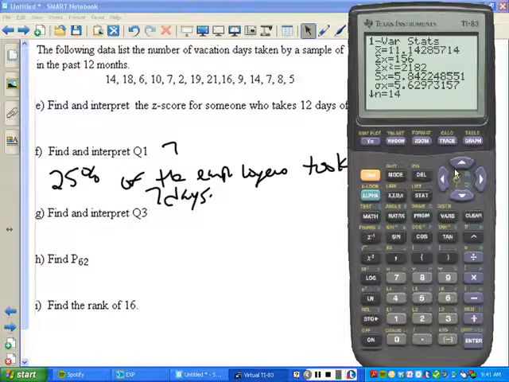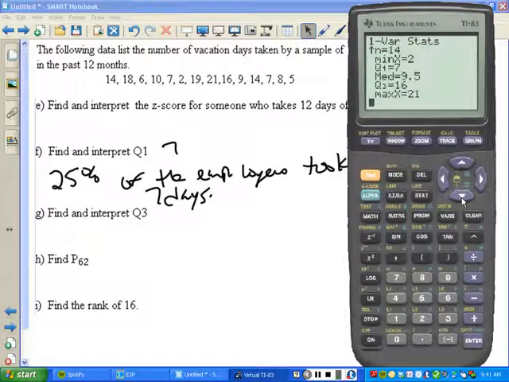Does your screen look like that or no? No, mine just says one variable statistic. Hit enter. Oh, okay. Good, thanks. Okay. Now, you still won't see Q1 and Q3, so you've got to press the down arrow key. You see it now? You got it? Okay. Thank you.